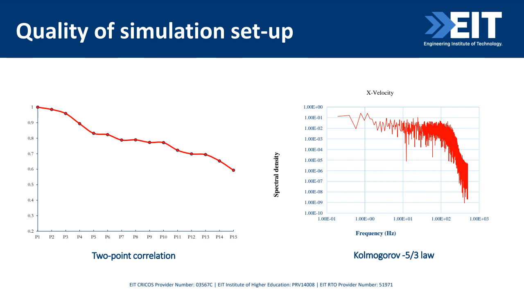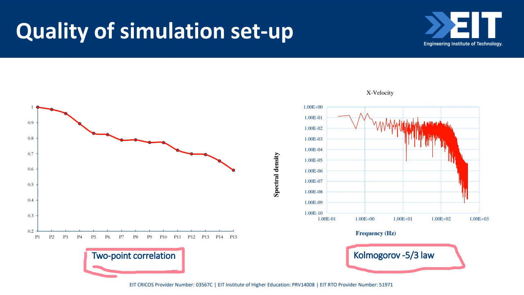When you do a master's thesis or PhD thesis, regarding your mesh and your study, you have to check the 2-point correlation and the Kolmogorov -5/3 law. So these are the two things that you need to calculate. The spectral density should have a -5/3 curve. That is the one thing. And the slope of the curve should be -5/3.